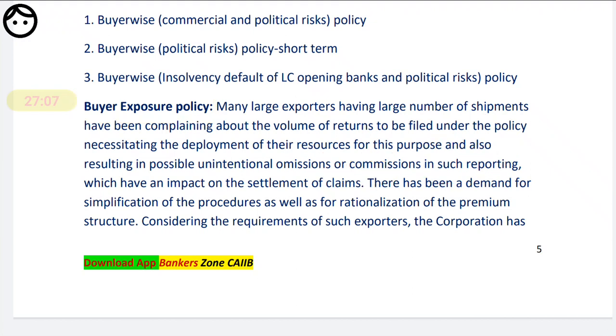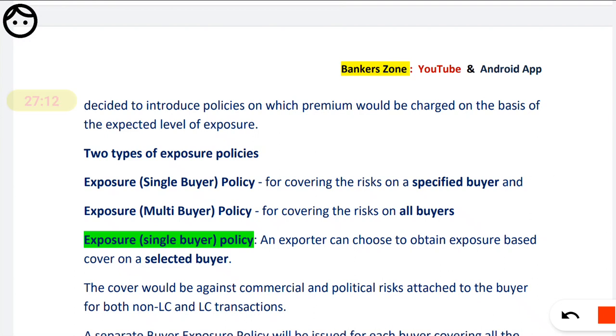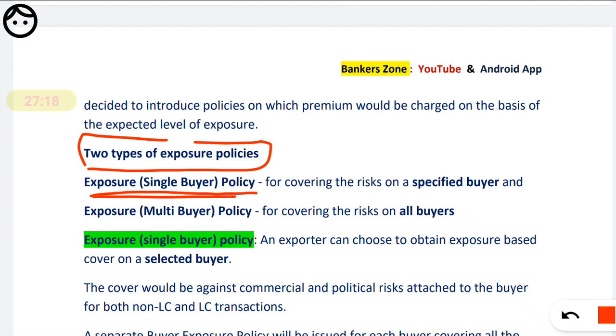Now see, there are different types of the exposure policy, and the types are important. The very first is the exposure single buyer policy. That means you are taking the policy for exposure to a single buyer only. And second is the exposure multi-buyer policy. That means you are taking insurance from the ECGC as an exporter for multiple buyers, that means many buyers to whom you are exposed.